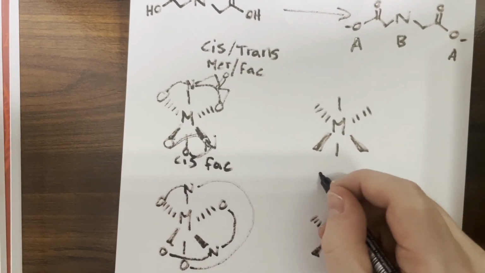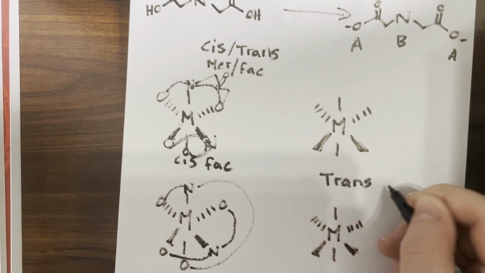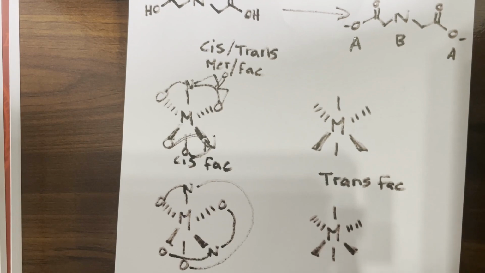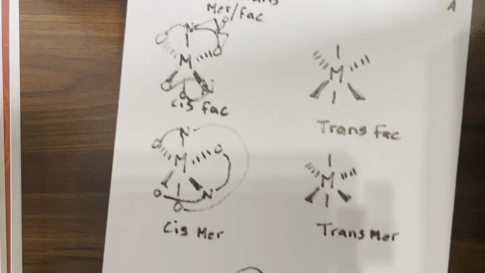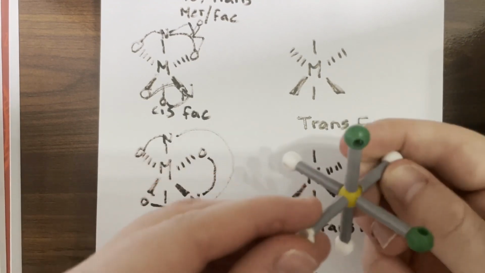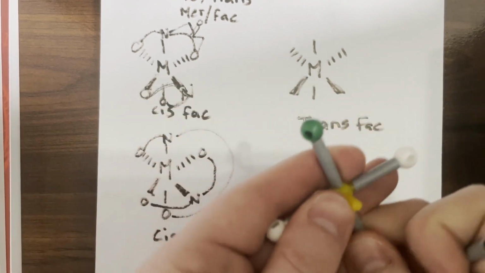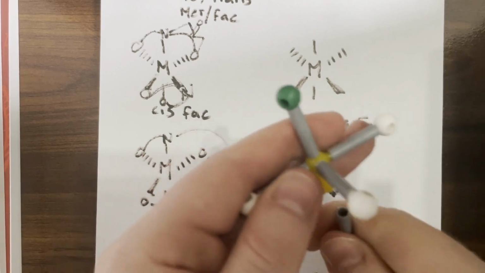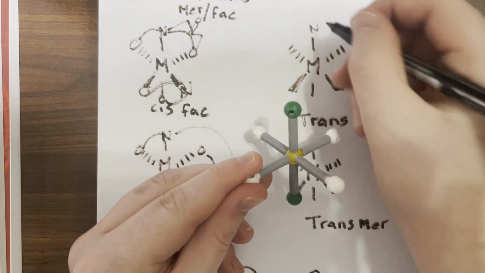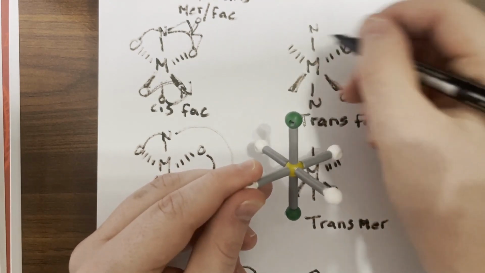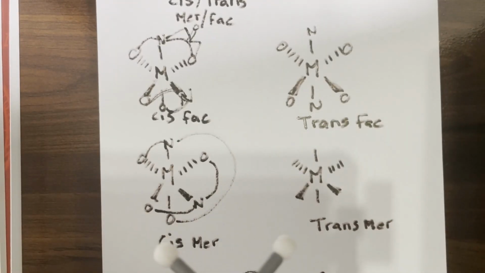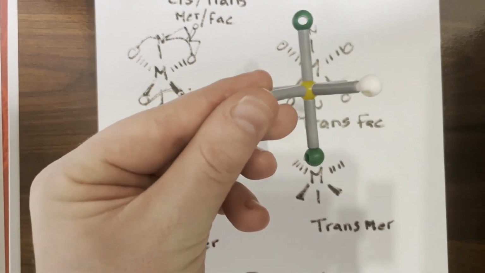So what's left? We need to do the trans versions. So a trans facial and then a trans meridional. Okay. And again, so now what do we do now? So we had our ligands cis to one another, or our atoms cis. So let's quickly just swap those 2. So now we see our nitrogens are trans to one another. So let's fill in our octahedron. And then you go about, you look for a facial isomer. Can you see the facial isomer?